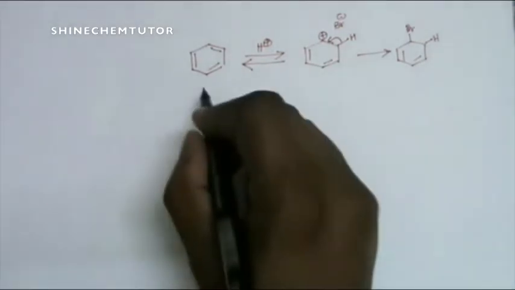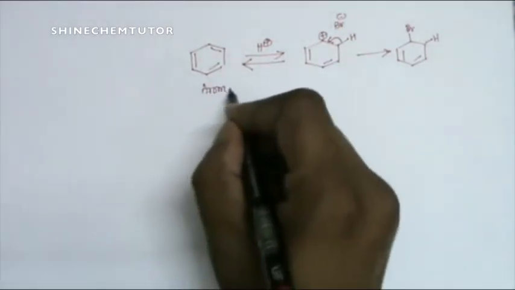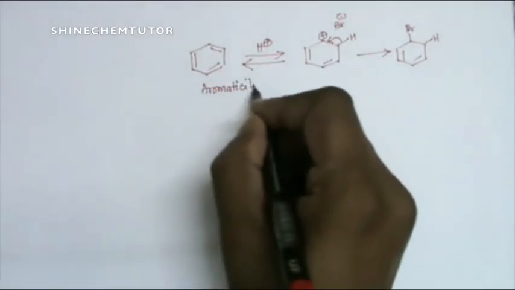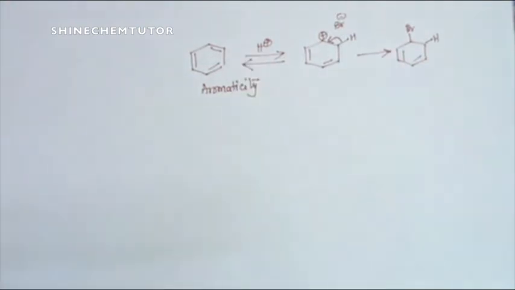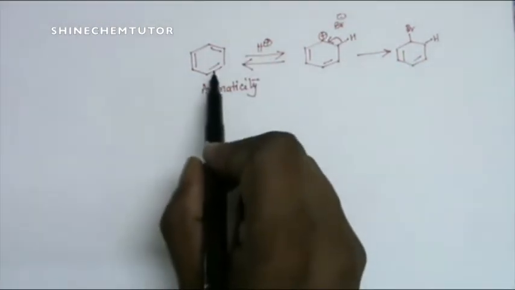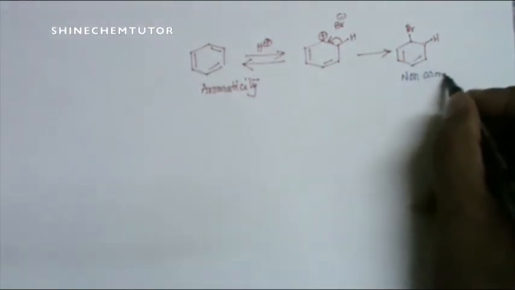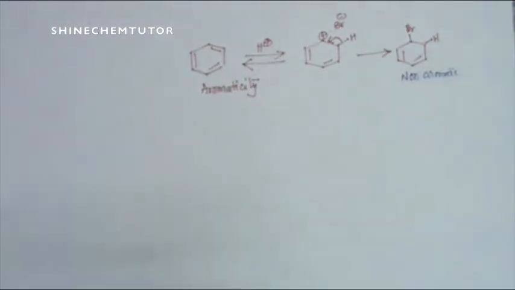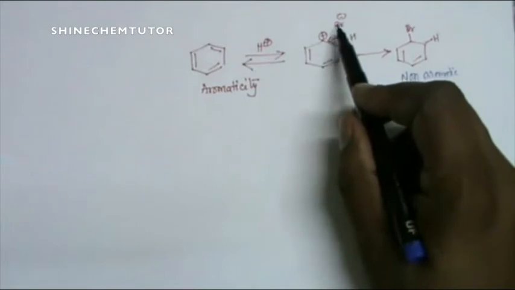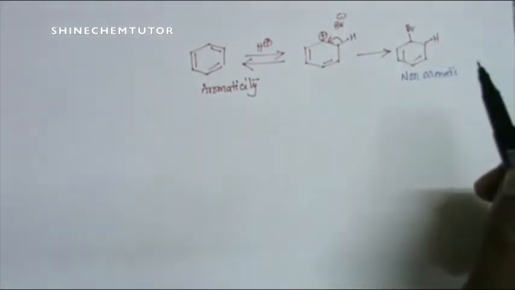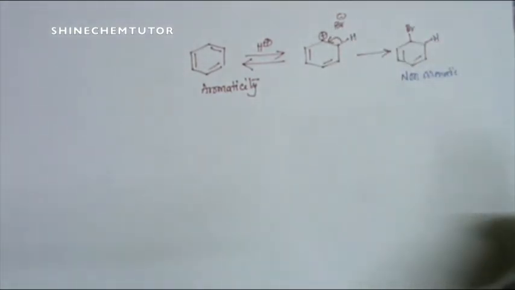The reason, aromaticity. The molecule will not prefer to lose its aromaticity. This compound is aromatic, this one is non-aromatic. There is no extended conjugation. Because of that, this is non-aromatic. The molecule will not prefer to become non-aromatic, so it will not be attacked by Br minus, and it will not undergo addition reaction.